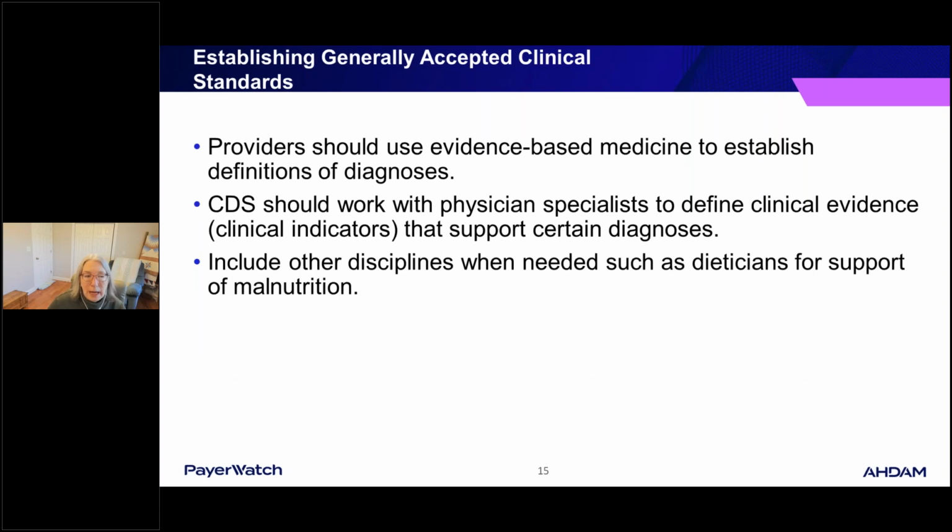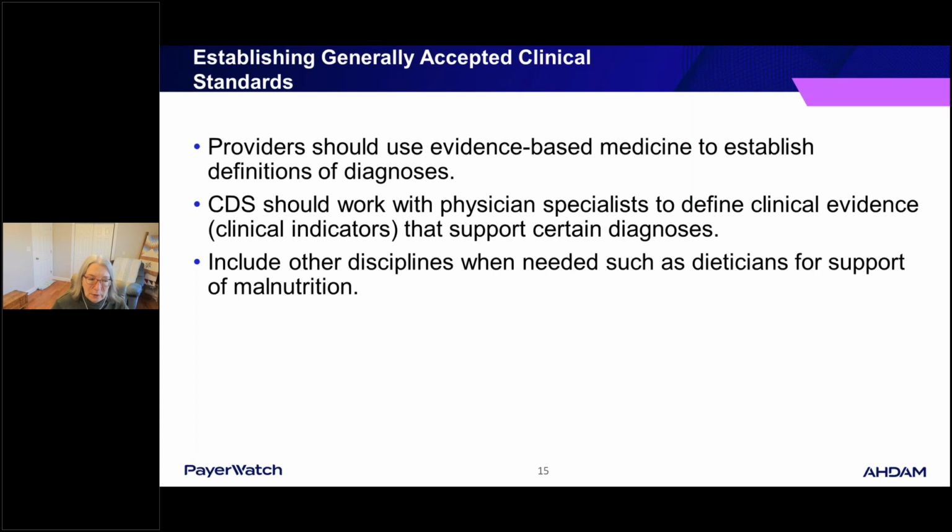So how do you go about determining what are the generally accepted clinical standards that you're going to use in your appeal work, or to educate your providers with, to make sure providers are using evidence-based medicine to establish definitions of diagnoses? And make sure you're including other disciplines when needed, such as referring to dietitians, because your dietitian is involved if you're talking about supporting malnutrition. What's the best, most current evidence out there now that helps support a diagnosis of malnutrition?